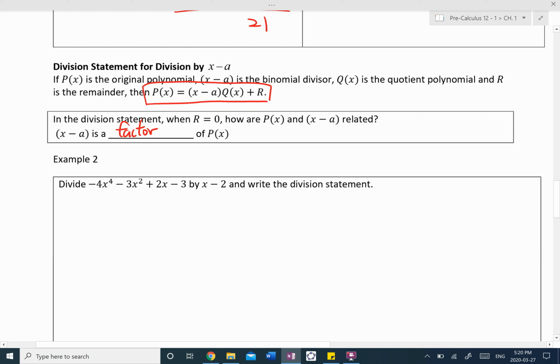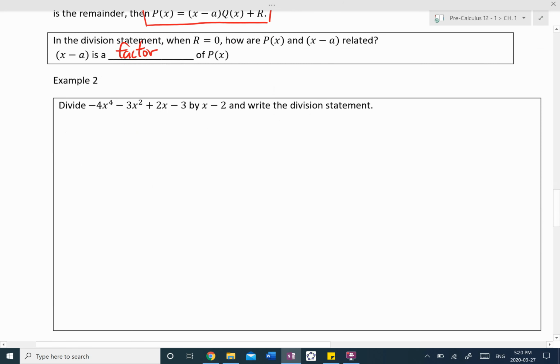Okay, so now let me show you example number 2. I don't know if you see the difference between this example and the first example. But notice how in this dividend here, there's no x cubed term. So, what are we going to do? Quite frankly, we don't do anything much different from what we just did, except we are going to add this extra term here.